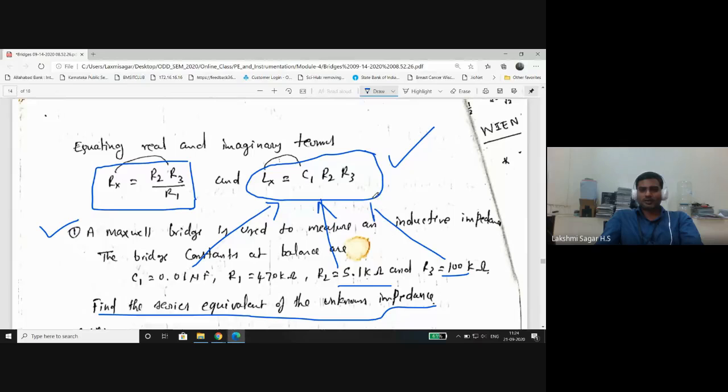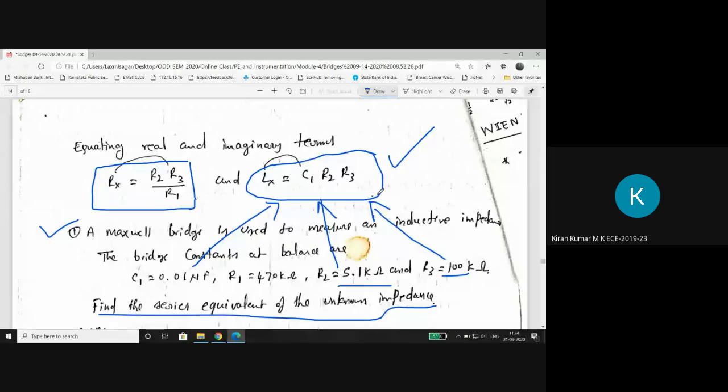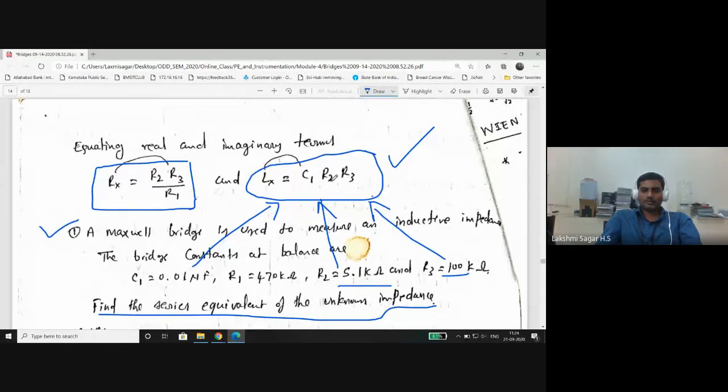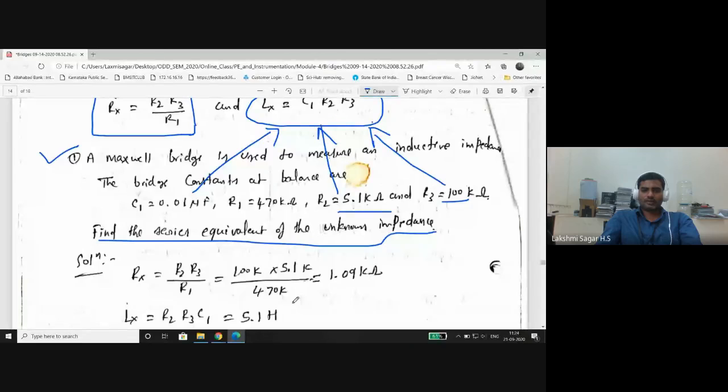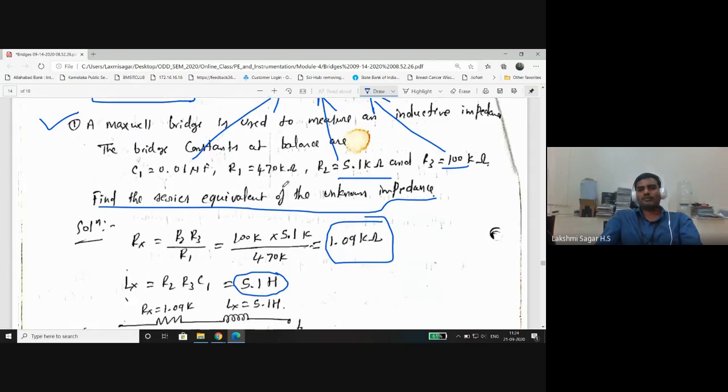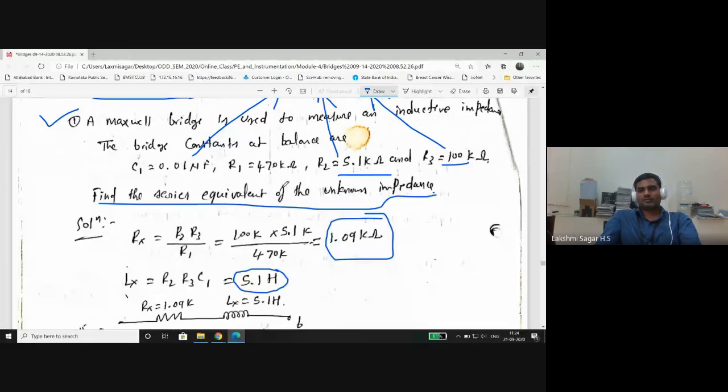So who has solved? Prajwal. Sir, 5.1 Henry. Correct. And Rx you will get 1.09 kilo ohm. See, why are others not responding? What is the problem? We can't solve this simple problem.